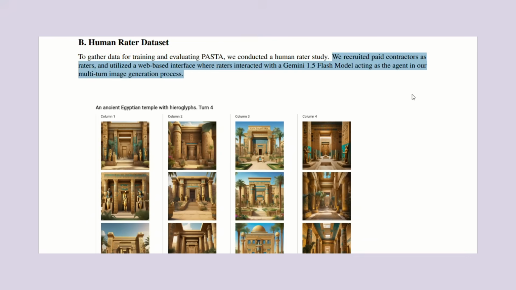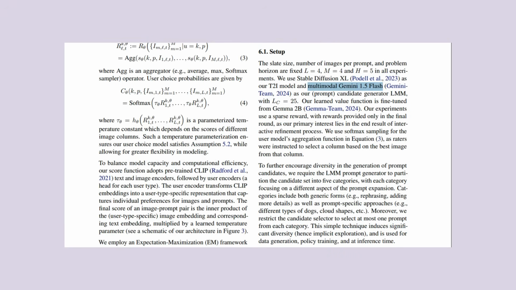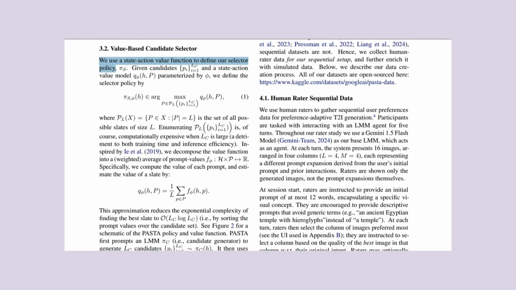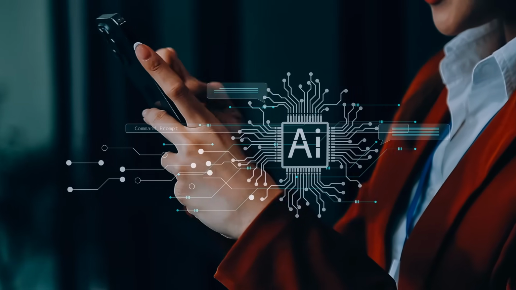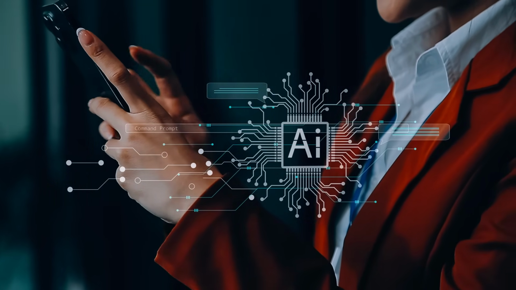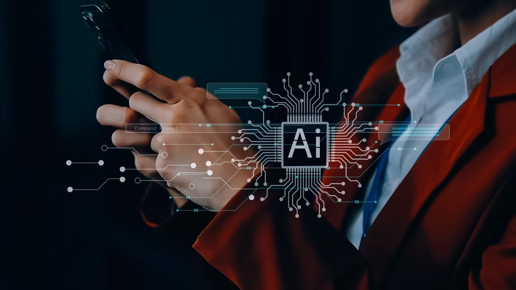The tech behind this is actually wild. Pasta has 2 main parts. First is the candidate generator using Gemini Flash to create 25 different prompt options. These are organized into 5 categories, exploring different aspects of your idea. Second is the candidate selector that picks which 4 prompts to show you. It uses a value function to predict which options you'll like most. Based on your previous choices, it calculates scores for all 25 candidates. Then it picks the top 4 that will give you the best results. Every choice you make updates the model. It gets better at predicting your preferences with each round.